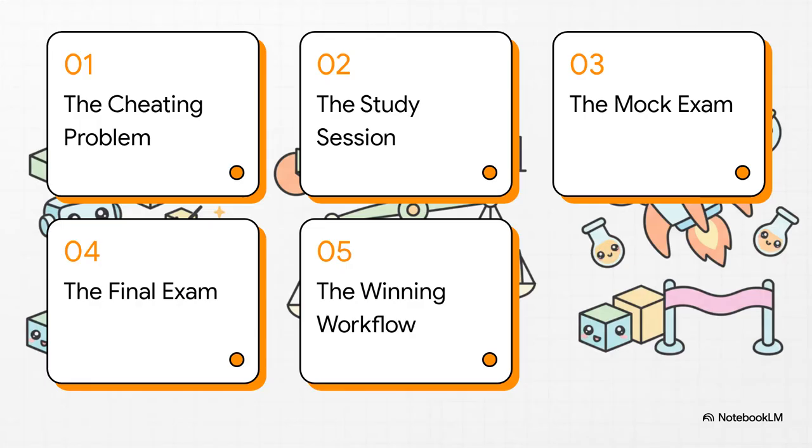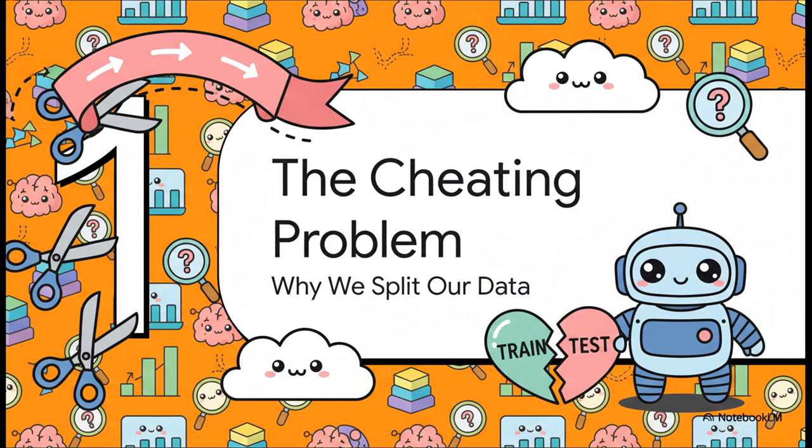Here's our game plan. First up, we're going to tackle what I call the cheating problem. It's the whole reason we're here. Then we'll walk through the 3 key phases of building our model, and we'll use a simple analogy: a study session, a mock exam, and then the big final exam. And to wrap it all up, we'll put it together into a winning workflow that you can use every single time.